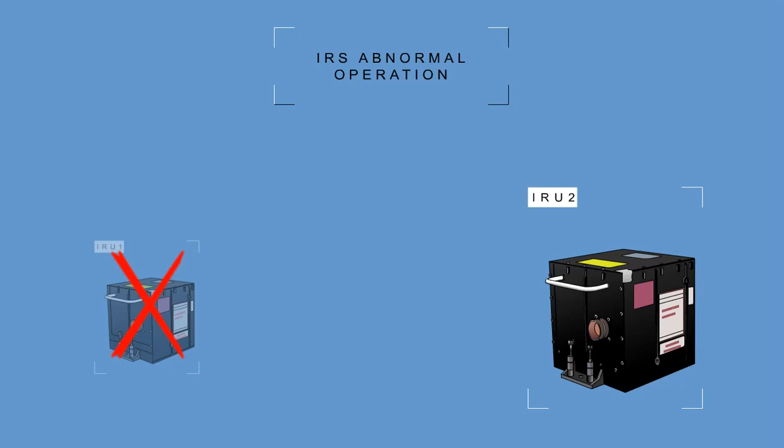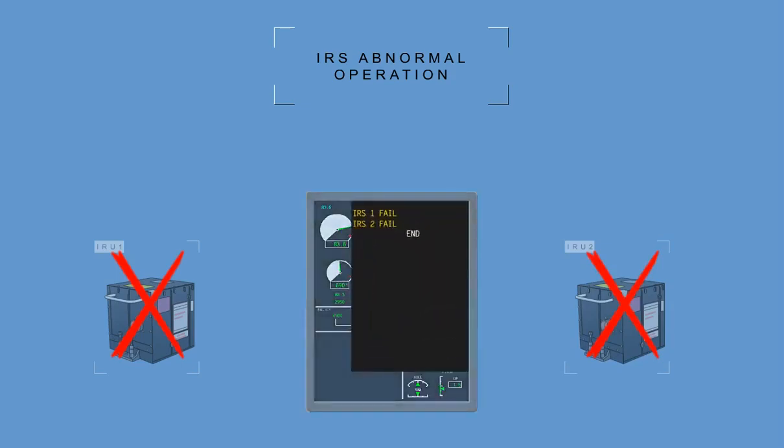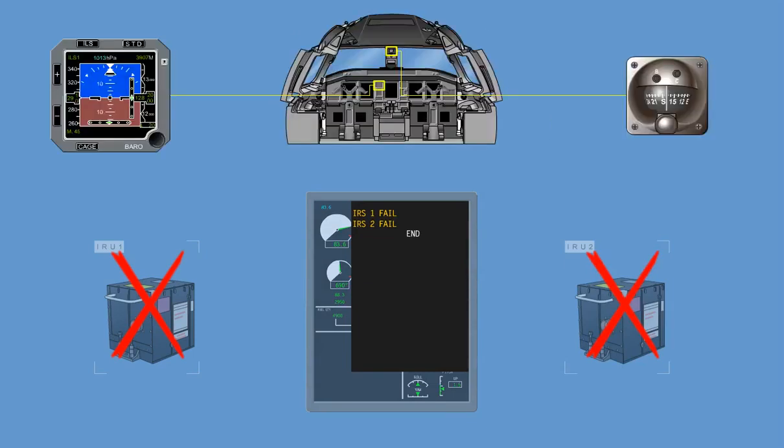If both micro IRUs fail or suffer a loss of power simultaneously, an appropriate ICAS message will be issued and the flight crew will have to use the remaining navigation instruments and systems.